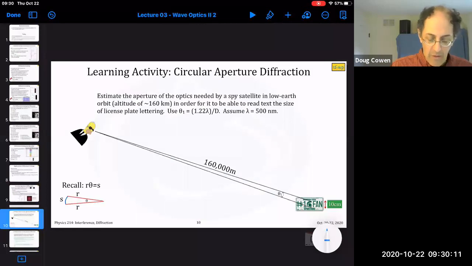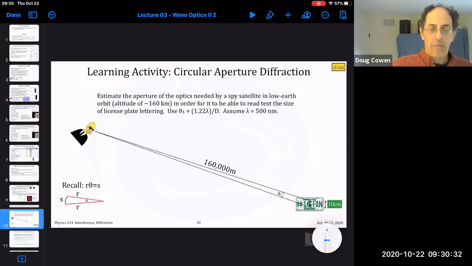The idea is to estimate the opening, or the size of the optics, that's needed by a spy satellite. So if you imagine that the satellite is in low Earth orbit, which for this problem we'll say is 160 kilometers, or 160,000 meters.